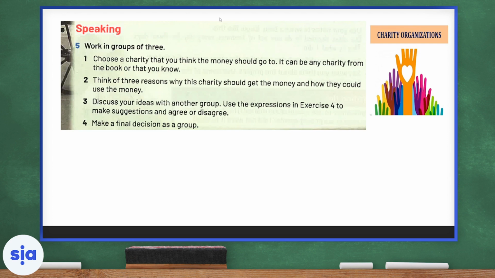After this, you're going to discuss your ideas with another group. Use the expressions in exercise 4 to make suggestions and agree or disagree. And then make a final decision as a group.